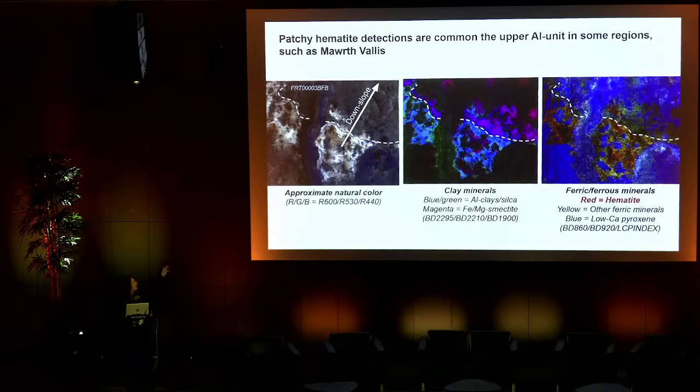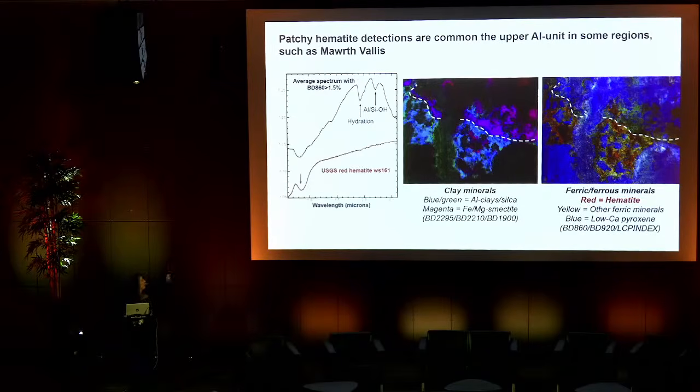And so just as an example, here's one of our favorite scenes of clay stratigraphies from the southern edge of the actual Marth Vallis channel. On the left is the approximate natural color, where the light stuff is the aluminum unit, going down slope into Marth Vallis. In the middle, we can see the clay mineral map, where blue is the aluminum and pink is the iron magnesium. And on the right, we can see a map where we're trying to highlight things that have absorptions around 900 nanometers, which includes hematite. In this stretch, hematite corresponds to red colors, and there's also potentially some other ferric minerals in the yellows. Those correspond, you can see very clearly, to that upper aluminum unit, which is very interesting.